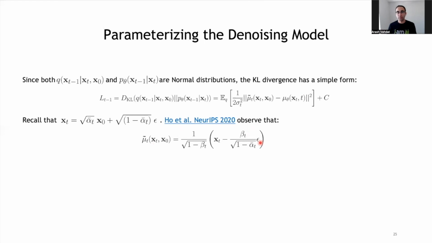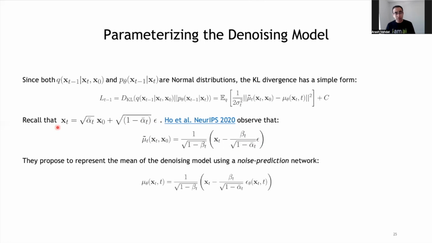This is very interesting information. You can represent this mean in a very simple expression of xt and epsilon, the noise that was used to generate xt. So this epsilon is the same noise that was used to generate xt. Knowing that, it means that if we want to parameterize this network, we can use this knowledge in the parameterization of this model.